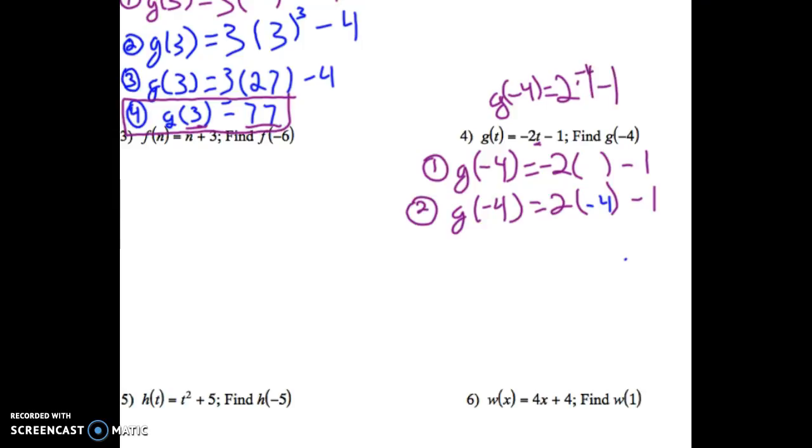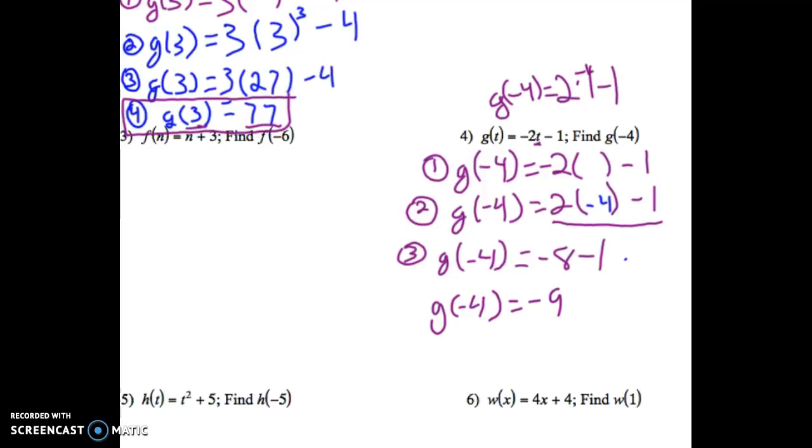And so here I've very much identified what I need to do. It's going to be 2 times the -4 and then minus 1. And if you notice, step 3 for this one is a lot easier. For g of -4, again, it's just math you have to do. 2 times -4 is -8, -8 minus 1. So finally, g of -4 equals -9.